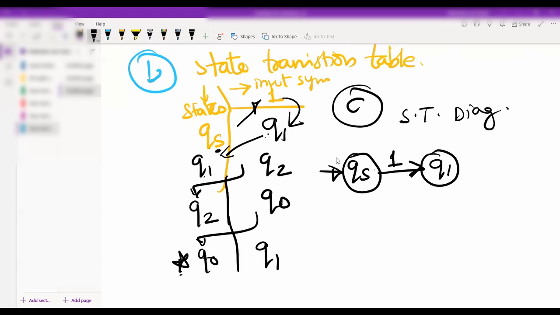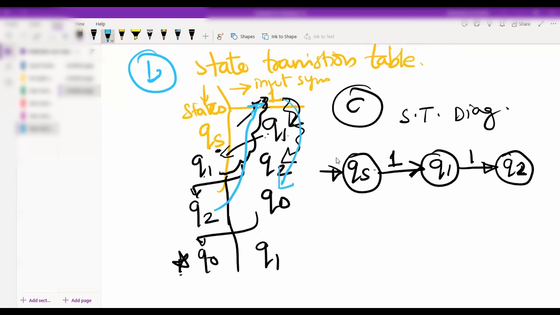Okay. Now from Q1, where is it going? Q1 on 1 goes to Q2. So the resultant state is Q2, which we draw by putting a circle and naming it Q2. We connect Q1 to Q2 by the symbol 1. Now Q2 on 1, where is it going? It is going to Q0. So Q2 on 1 goes to Q0.